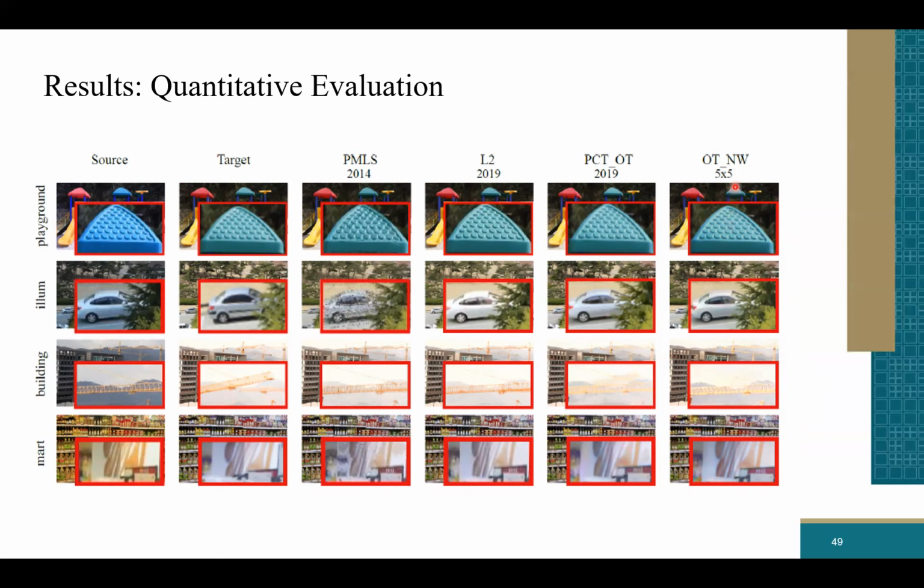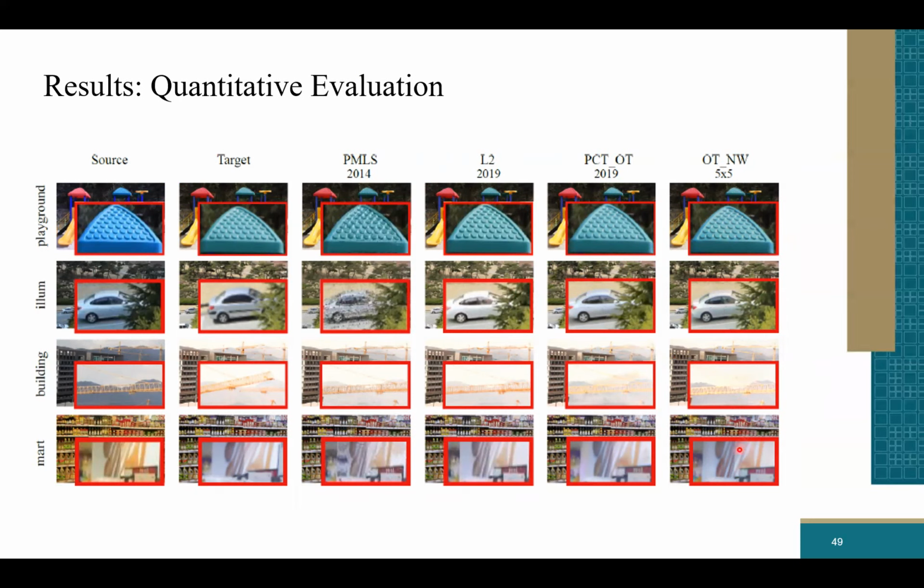So our current algorithm eliminates this shadow artifact when we have large motion between images. For example, here, the building. With PCT OT, we can see some shadow here, but our new approach that uses SIFT Flow correspondences incorporated in the patches eliminates these shadow artifacts.